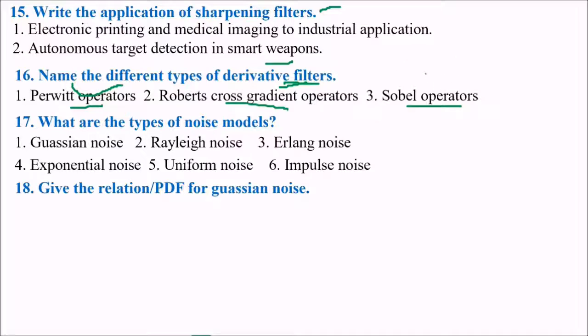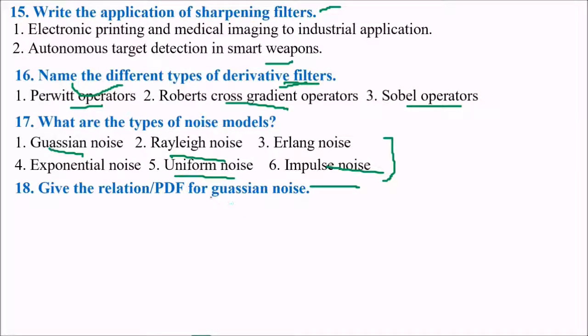Noise is the information that is received, but we don't want it. I will not say noise is unwanted data, because that data has come from somewhere, but we don't require it. To represent this noise, there are certain models like Gaussian noise, Rayleigh noise, Erlang noise, exponential noise, uniform noise, and impulse noise. These are all the noise models.